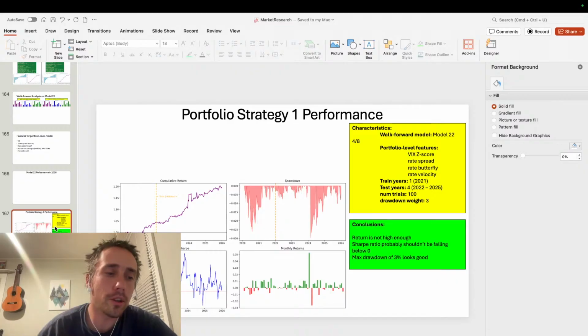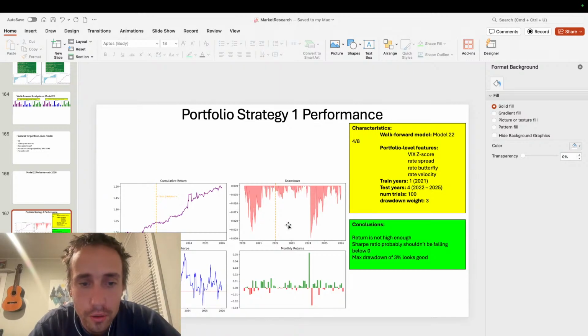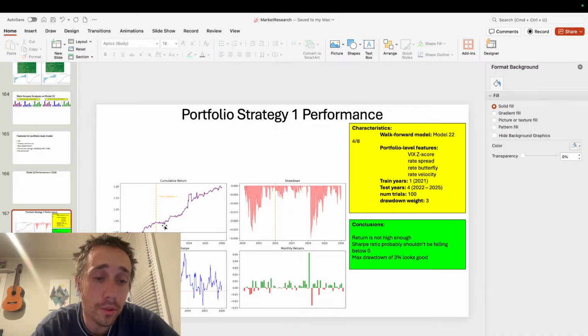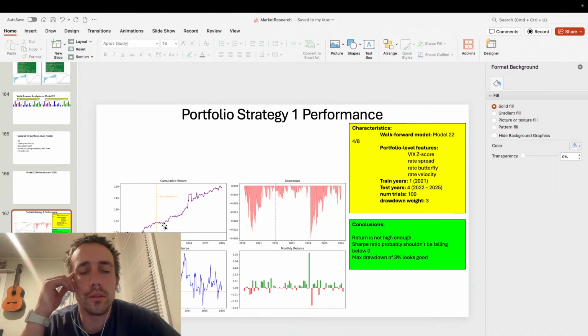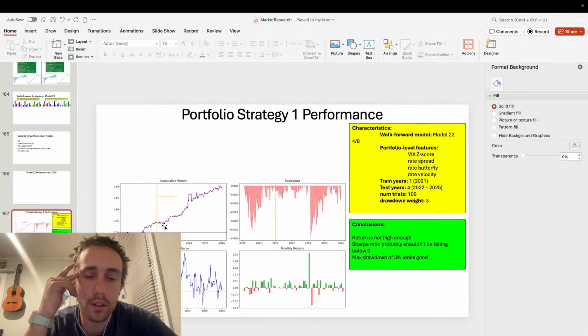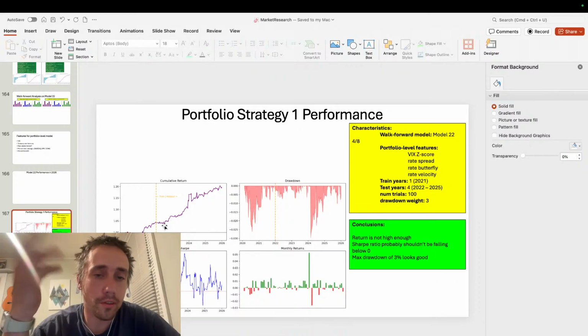I was having trouble getting a good portfolio strategy last week. That looks bad. The drawdown's really good. The worst drawdown was 3%, so that's really good. But the returns aren't really good. It's only about 17% return over 3 years, so 22, 23, 4 years. I'm getting like a 17% return. And so that negates my first goal.